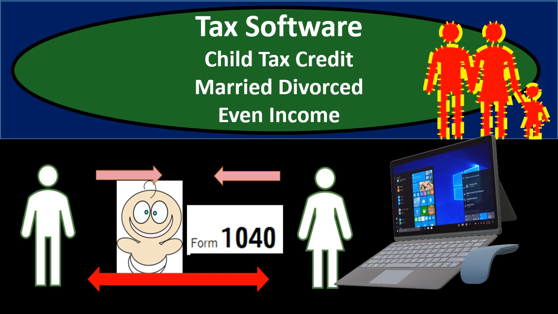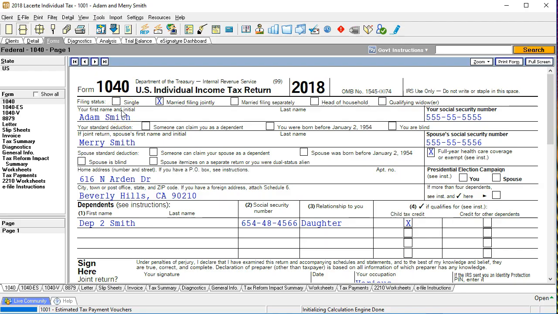There's many different scenarios. We're just going to use the tax software to get some ideas of the kinds of things that will be adjusted and changed in these situations. Here we are in our test 1040. We're going to start off this time with a married filing joint.